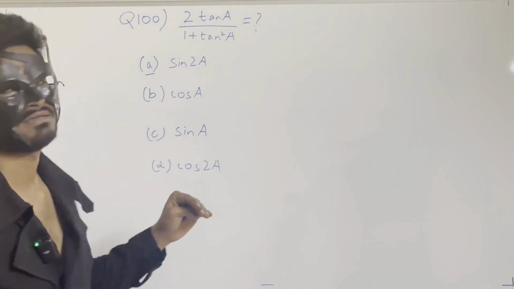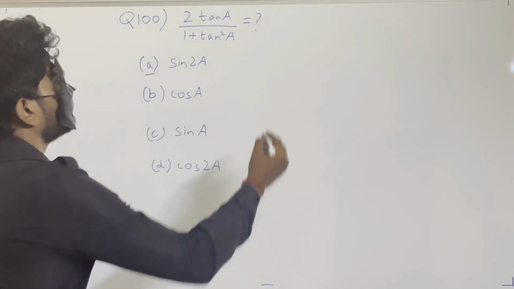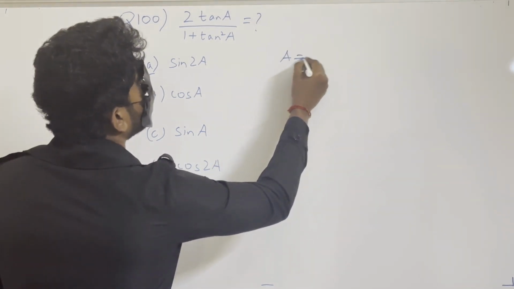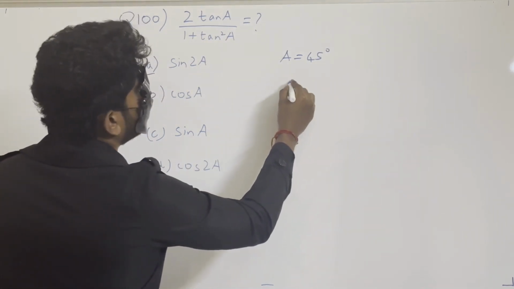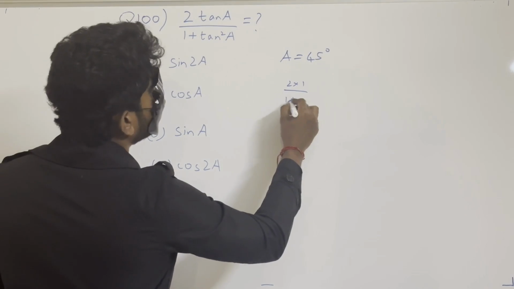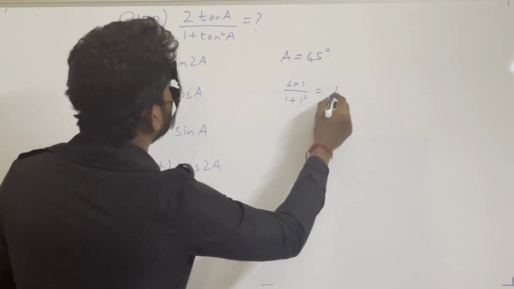But suppose in exam pressure, if you forget it, then what you can use is the value putting method. Let's substitute A is equal to say 45 degrees. Then what will this be? Tan 45 is nothing but 1. So 2 into 1 by 1 plus tan 45, which is 1 square, which is nothing but 2 by 2, which is nothing but equal to 1.